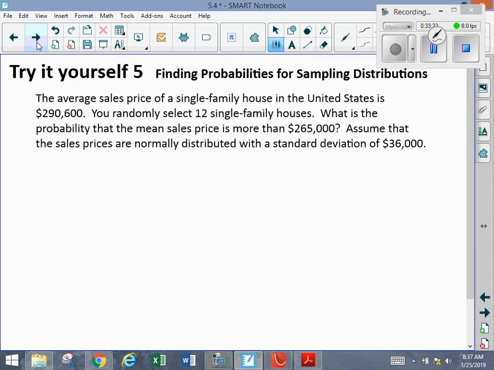All right, let's do another one. The average price of a single-family home in the United States is, wow, that's expensive.